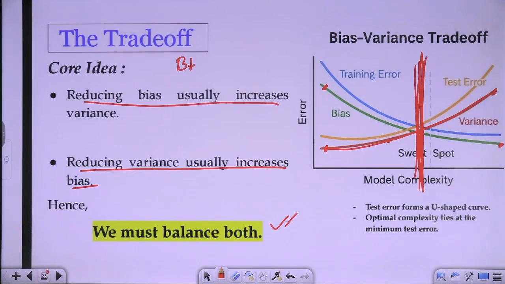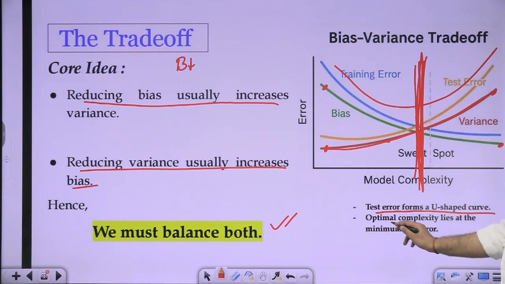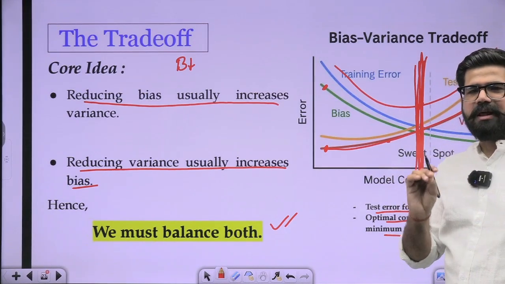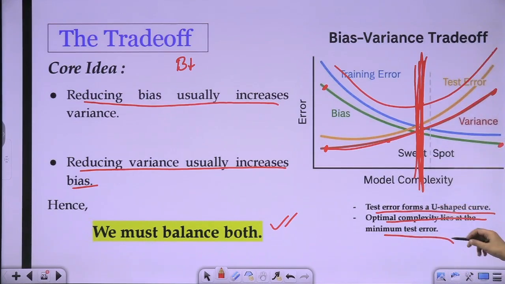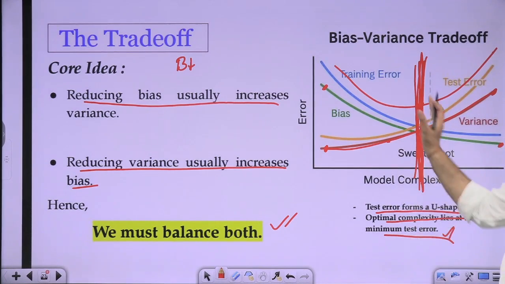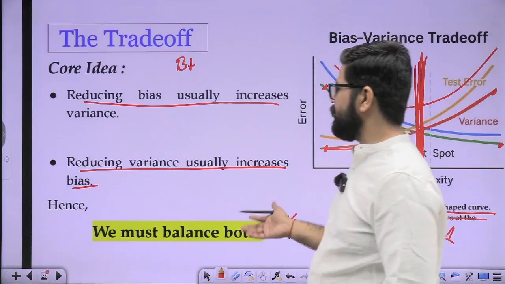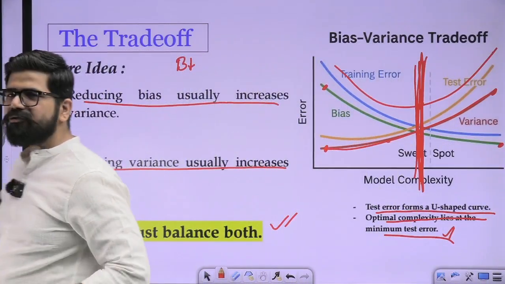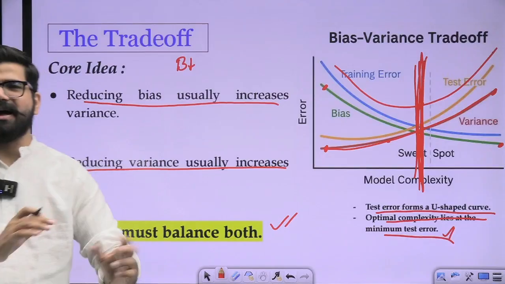of trade-off between them. These are your training error, these are your test error. So test error forms a U-shaped curve here. You will find that the test error is a U-shaped curve. Optimal complexity lies at the minimum test error. So where does the optimal complexity lie? At the minimum test error, the optimal complexity will lie. So what exactly is the trade-off? Trade-off is nothing but reducing the bias and the variance in such a manner that there may be a balance between both of them.